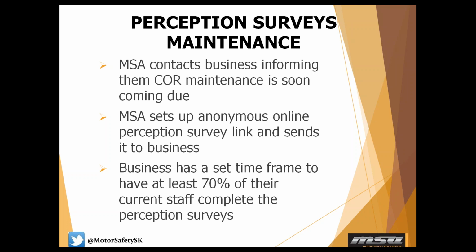And what the process looks like is we contact the business, informing them that their COR maintenance is soon coming due and they need to complete the surveys. So we send an anonymous online link with the perception surveys to the business, and they complete them online. Each person in their own privacy conducts the surveys, and once the surveys are sent out to the people, we do need them to have at least 70% of their staff complete the surveys to maintain COR certification.